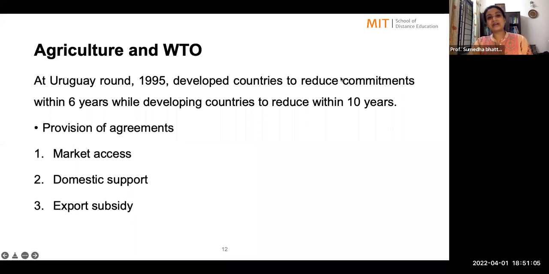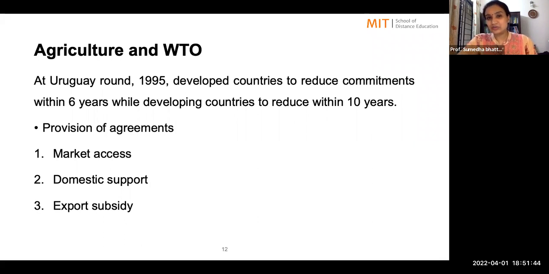Now, last we come to agriculture and the World Trade Organization. The predecessor of the World Trade Organization was the General Agreement on Trade and Tariff, which was formed immediately after World War II, I think in the year 1948. But there were many rounds of conferences and many agreements signed between various countries. The objective was to provide a level playing field to the developed countries as well as the developing countries, and to encourage the developing countries to participate more in world trade.